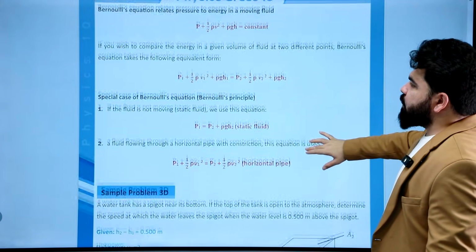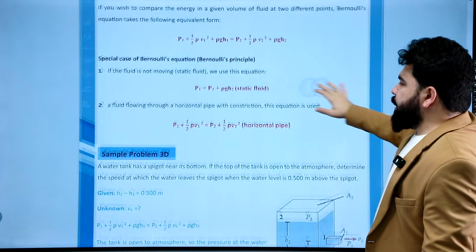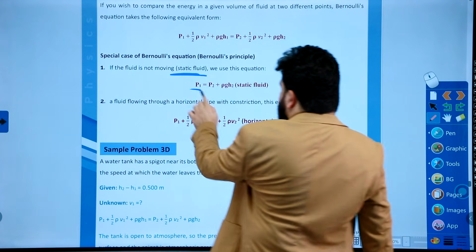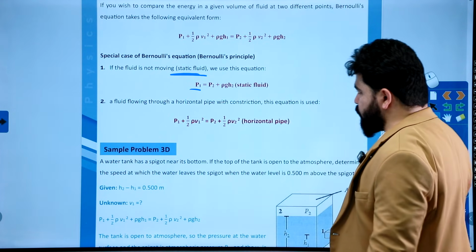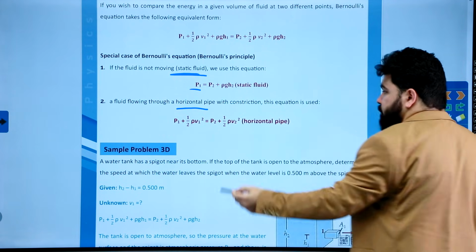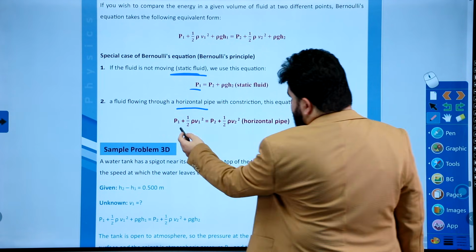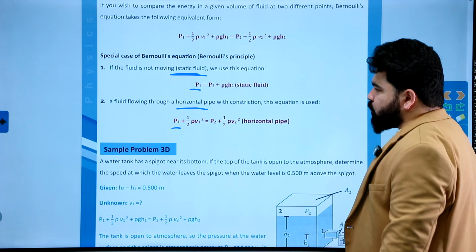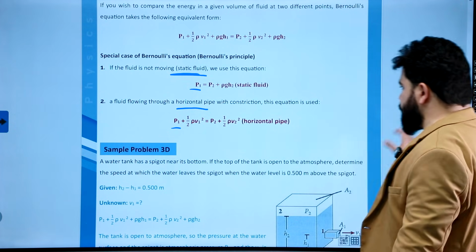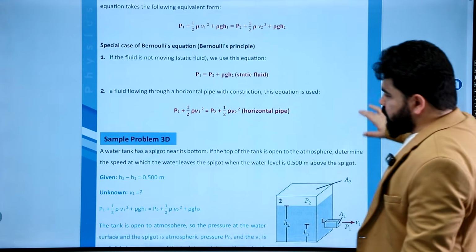These are some equations that you're going to use in this section. If the fluid is not moving, if it's static, we're going to say P1 is equal to P2 plus rho g h2, static fluid. If it's horizontal, it means we are now not going to have height. It's going to be P1 plus 1/2 rho V1 squared equals P2 plus 1/2 rho V2 squared. This is when it's horizontal.